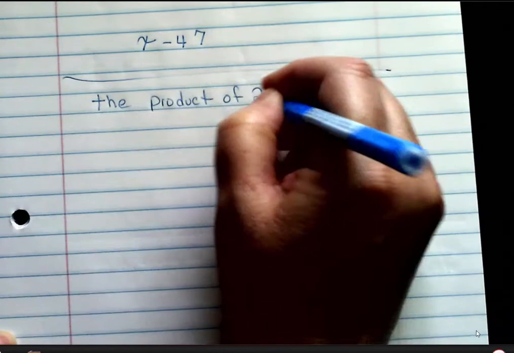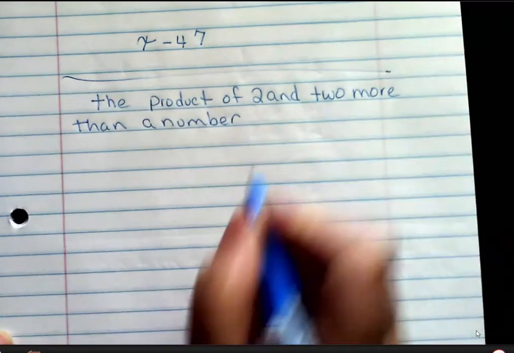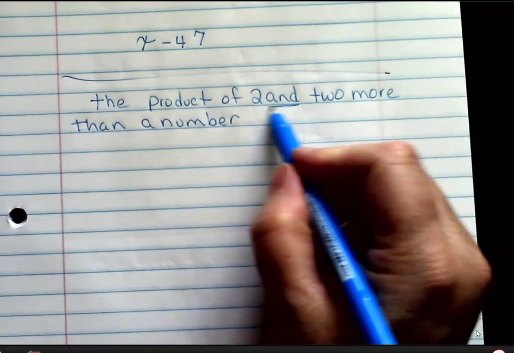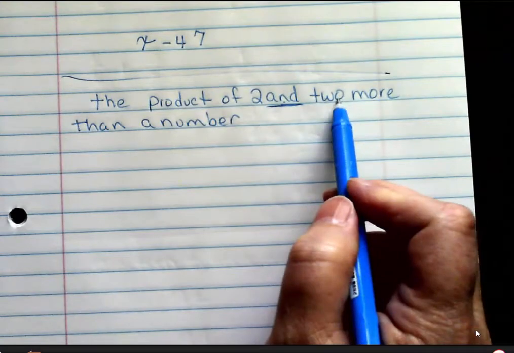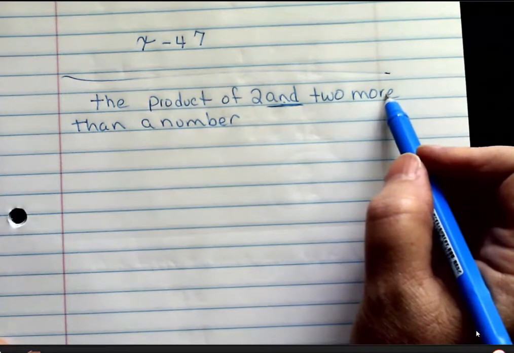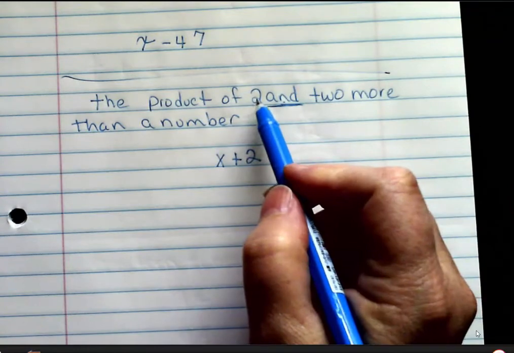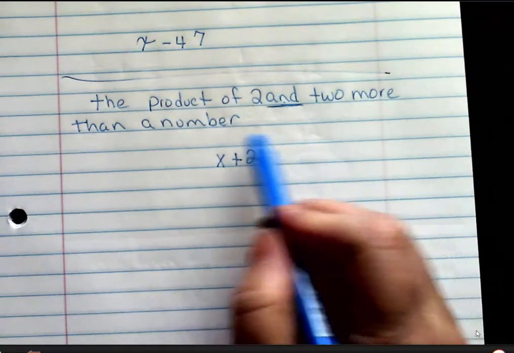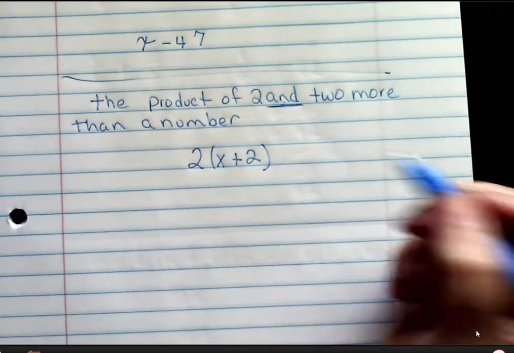The product of 2 and 2 more than a number. This can be kind of tricky, but the "and" is what gives you the answer that's important because it says the product of 2 and 2 more than a number. So how would you write 2 more than a number? X plus 2. So I want the product of 2 and this, which means I want to multiply 2 times the whole thing. Product means multiply. So this would be it.